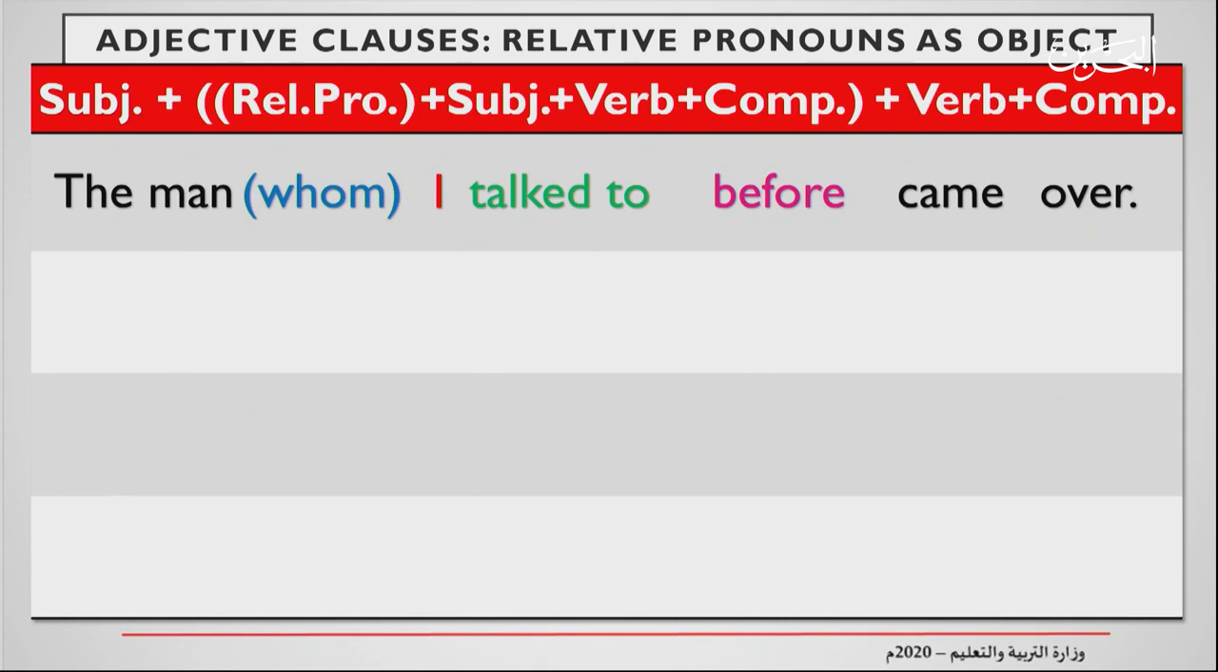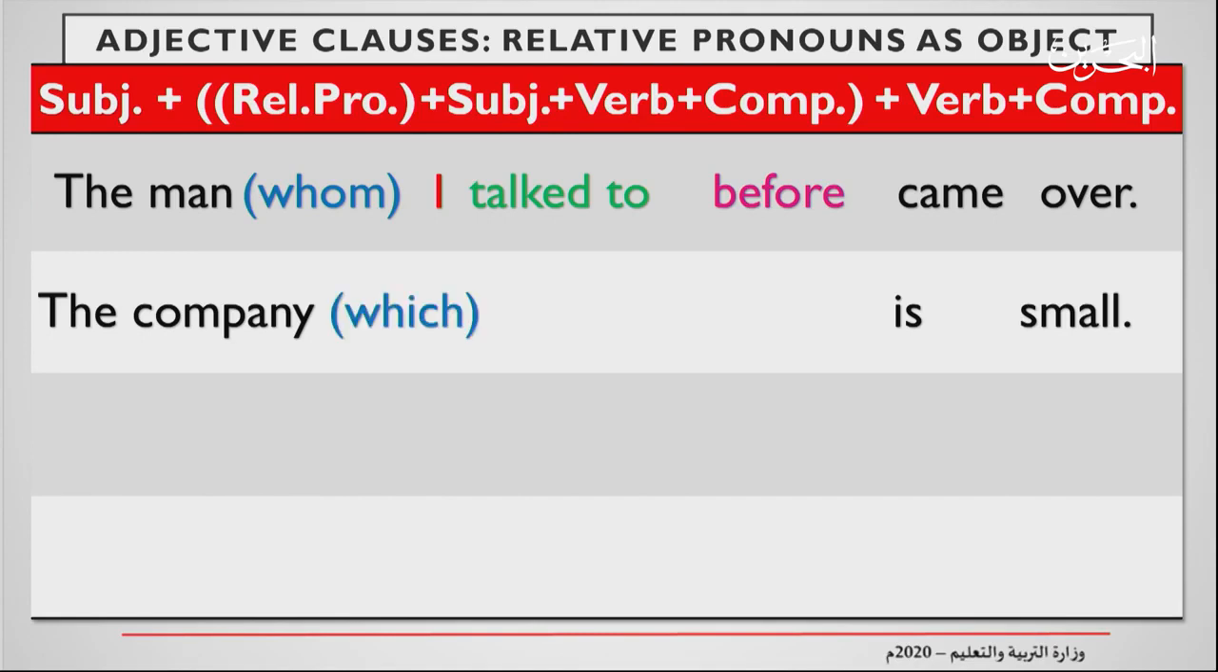You see that whom is between parentheses. It means it is optional. For example, if I say the man I talked to before came over, the sentence is correct. Second one, the company is small. Let us introduce an adjective clause, which again is between parentheses, and I add a subject. He works at. The company which he works at is small. If I remove that, it is correct.